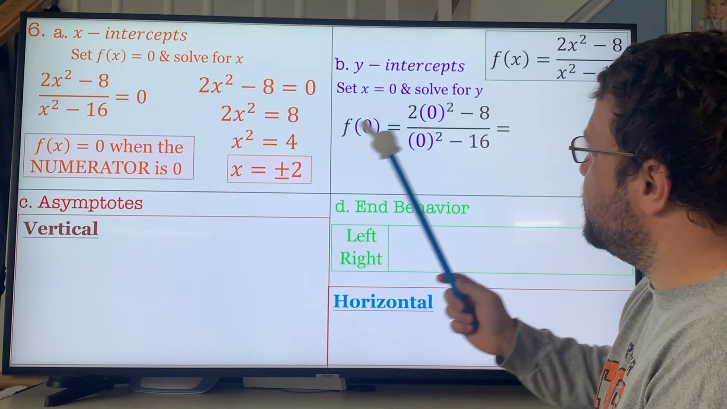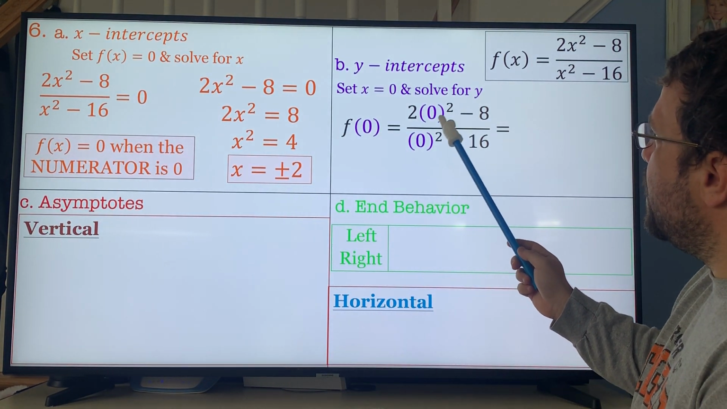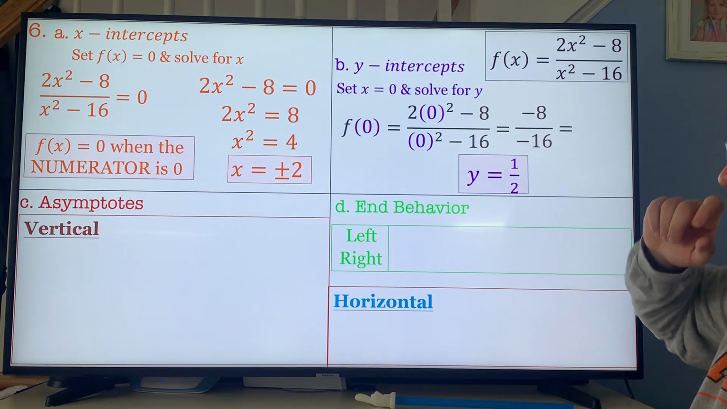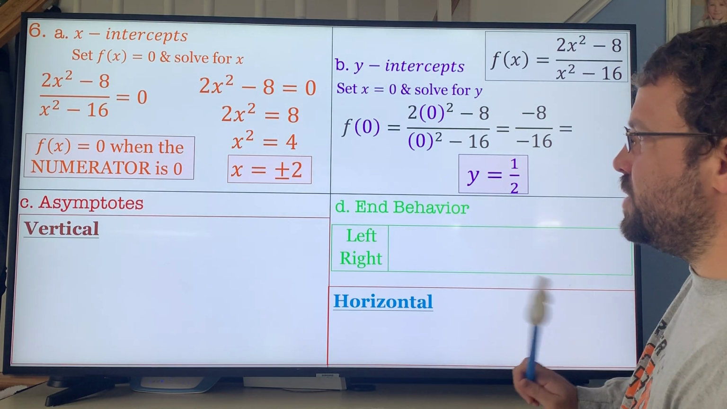B means the y-intercept, sorry. I'm at the hour mark here. So you get negative 8 over 16. Look at that, we got a nice one. We got 1/2. So we got 2 intercepts here.